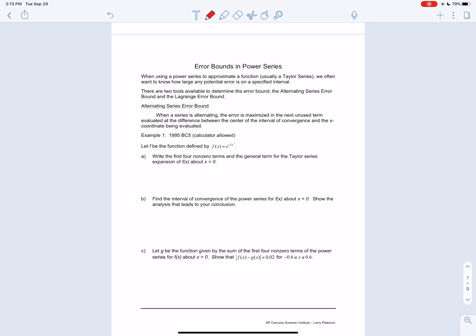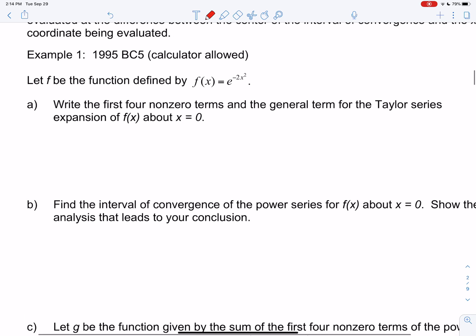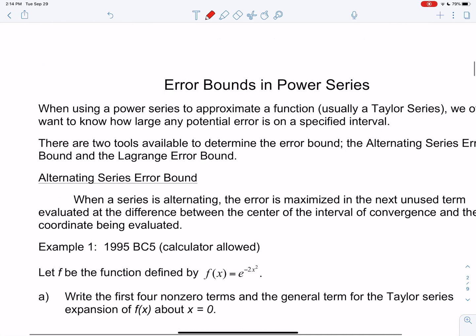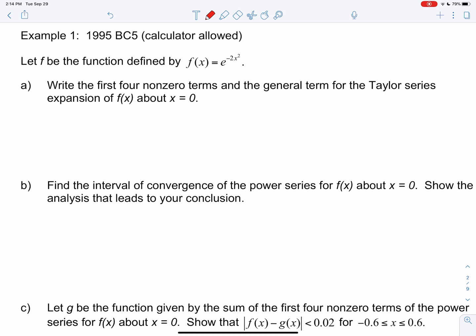So first, okay, we're going to review a little bit before we get to our error bound question, okay? So here, we're just going to take a look. We're going to ignore everything that's written up here, and we're just going to jump to this FRQ released question here from 1995. Although it's a long time ago, this question still applies, okay?